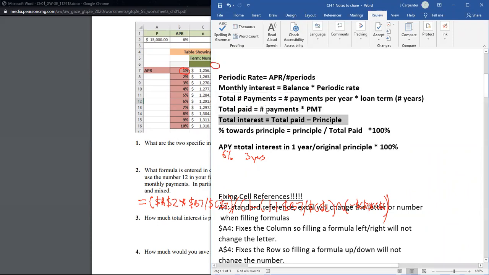Well, the total paid is the number of payments times the payment. How do you find the total number of payments? That's the number of payments per year times the loan term. So we got to first find the total number of payments. Then we'll find the total we pay. Then we can find the total interest. So we are specifically looking at these three.